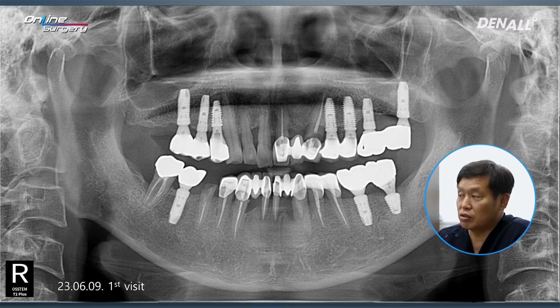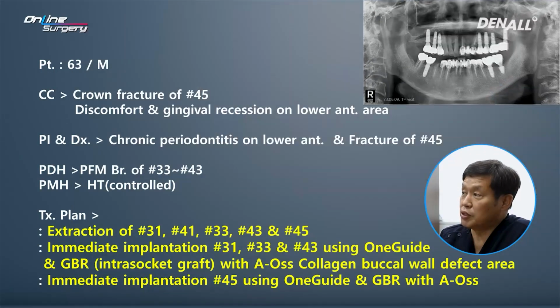Additionally, he mentioned that tooth number 45, where he previously had a crown placed, was fractured. As mentioned, the patient complained of crown fracture in tooth number 45 and discomfort in the lower anterior. The surgical plan is to extract the 4 remaining teeth between the canines and the lower anterior and place immediate implants.